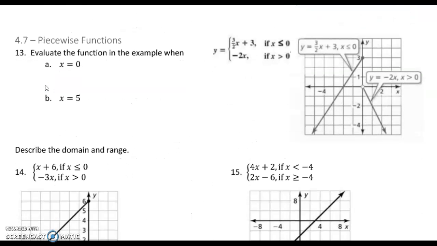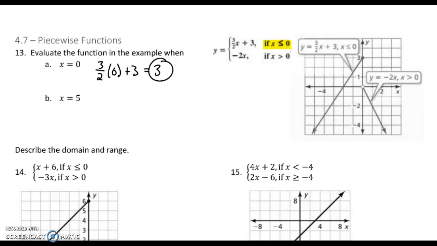Okay, let's go ahead and look at number 13. So number 13 says to evaluate the function when x is 0. So when x is 0, that goes with, here's a piecewise function right over here. It's in 2 pieces. So when x is 0, that goes with this domain: x is less than or equal to 0, because 0 is equal to 0. So we're going to use that equation, the 3/2 x plus 3. So that's the equation, and we're going to plug 0 in for x. So when we do that, we get an answer of 3.